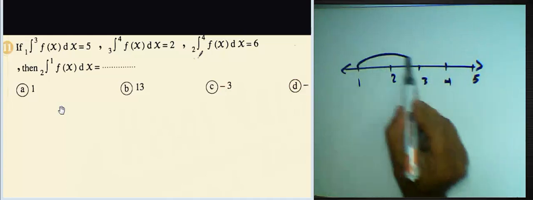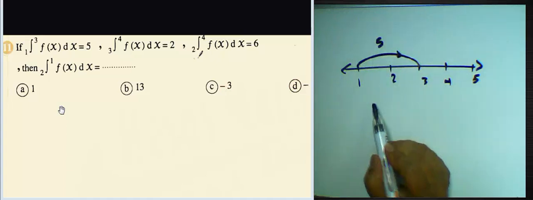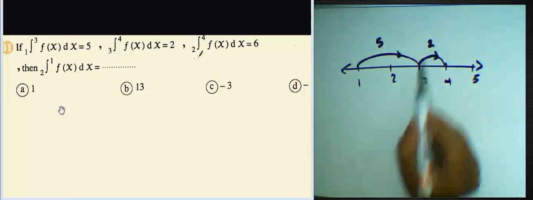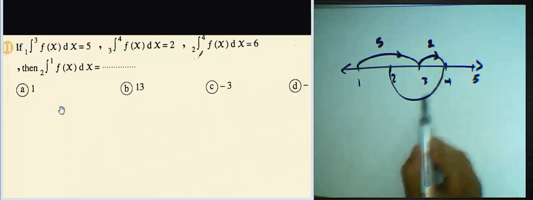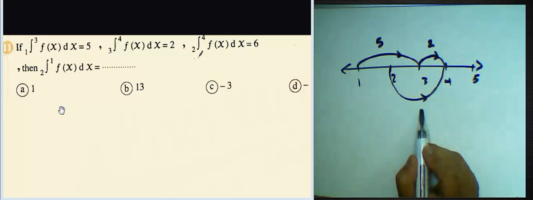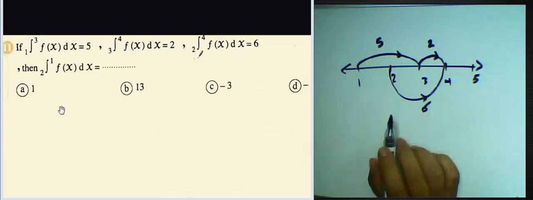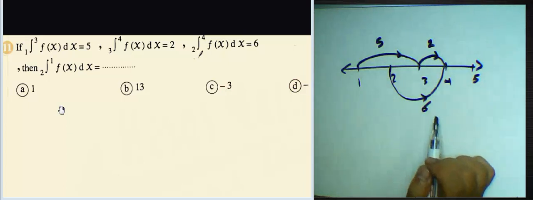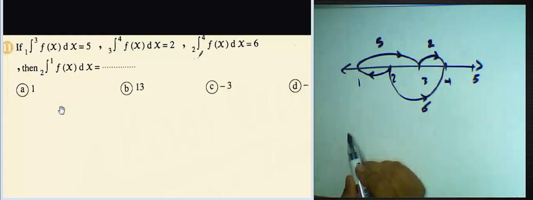From 1 to 3, the integration result is 5. From 3 to 4, the integration equals 2. From 2 to 4 equals 6. Okay, and what do you want to find? The integration from 2 to 1. You want to find this integration.